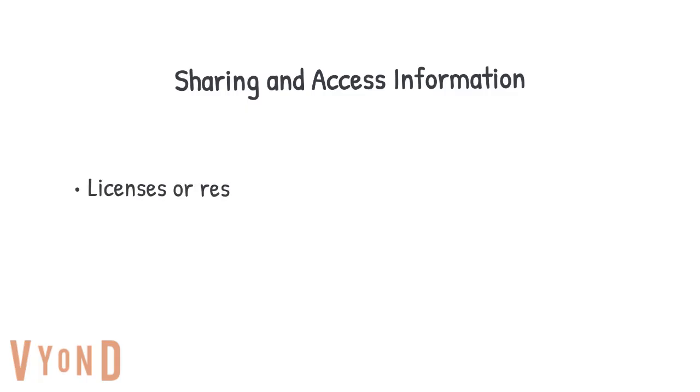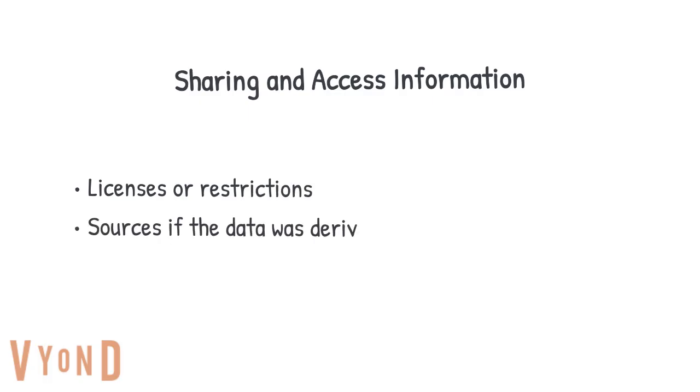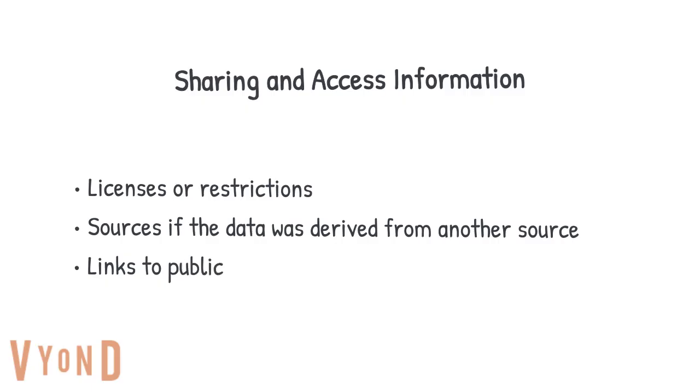Next, you've got the sharing and access. This is where you talk about licenses, data sources, if your data is derived from another one, and links to publications that cite or use the data. So, this is how we facilitate the reuse of data and make sure that everything is being used in the right way. It's all about data sharing and reuse, right?